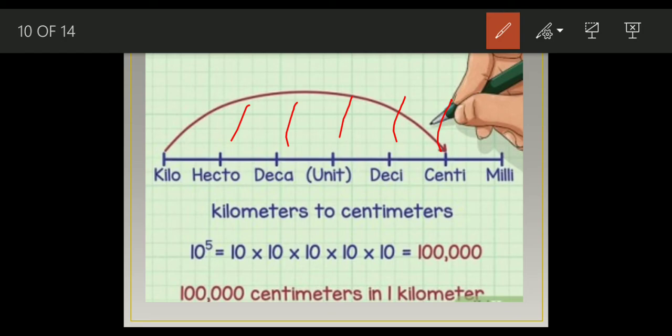Clear? So which means what? It is 1 lakh centimeters. So 1 kilometer equals 1 lakh centimeter. That is 1 lakh centimeters are there in 1 kilometer. Got it? So whatever value, for example, if I have 5 kilometer and I am going to convert it into centimeter, what should I do? Multiply 5 into 1 lakh. So 5 lakh centimeter. Clear? So this is how I'll convert bigger to smaller or smaller to bigger.